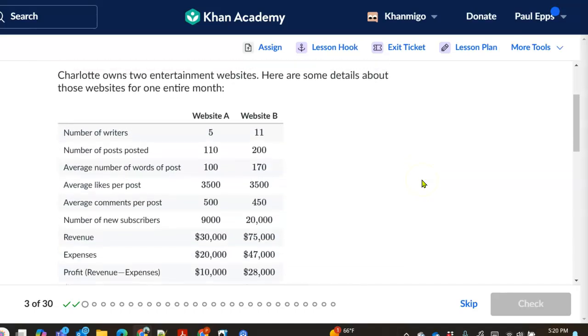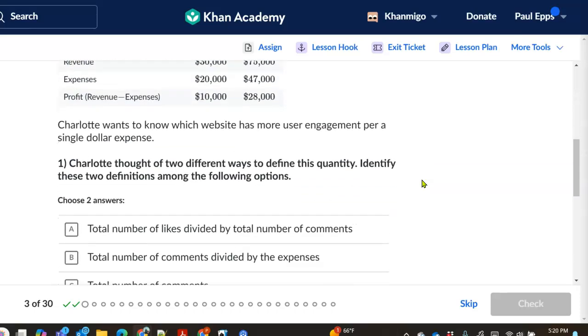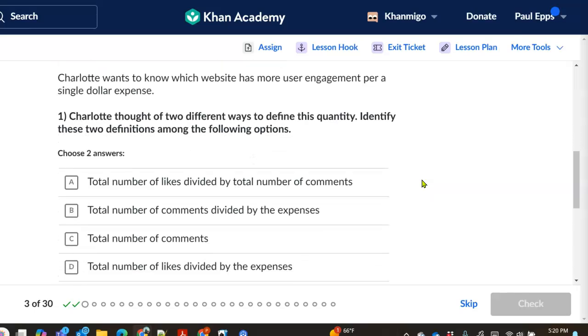Charlotte owns 2 entertainment websites. Here are some details about those websites for 1 month. All right, let's skip that for now. Charlotte wants to know which website has more user engagement per single dollar expense. Charlotte thought of 2 different ways to define this quantity. Identify the 2 definitions. All right, so engagement per dollar.